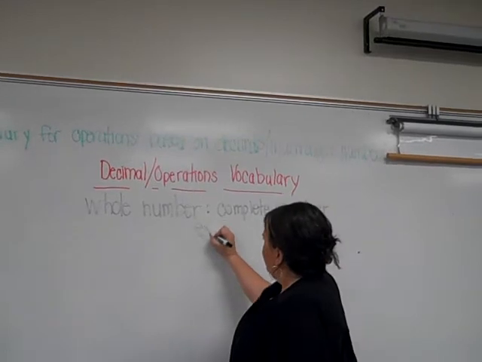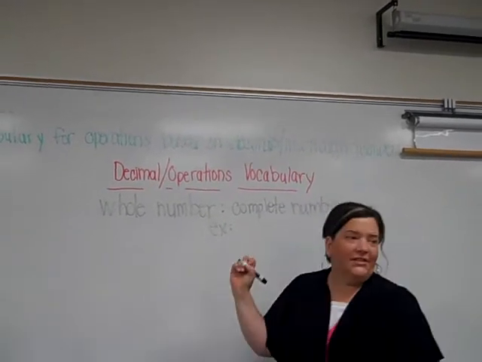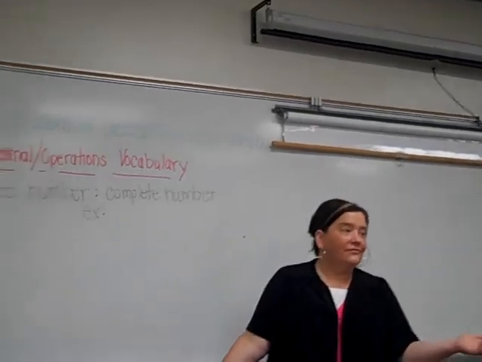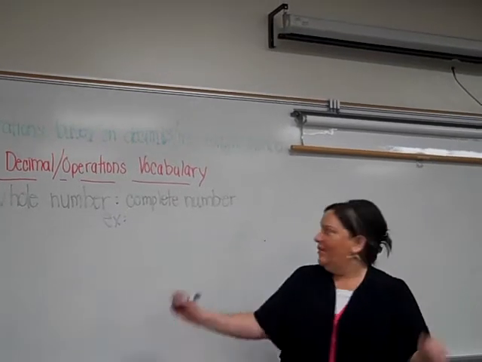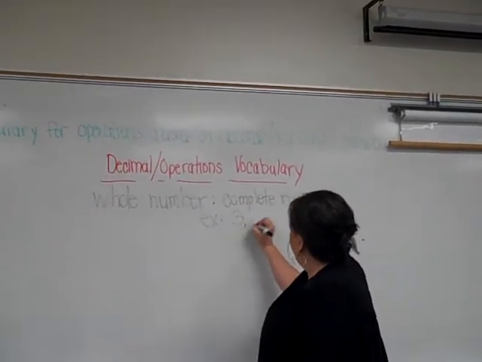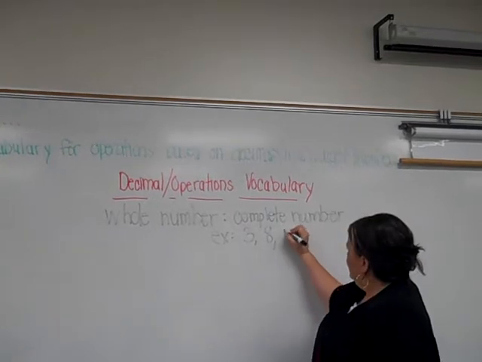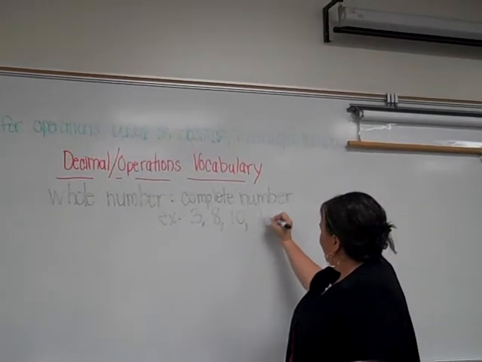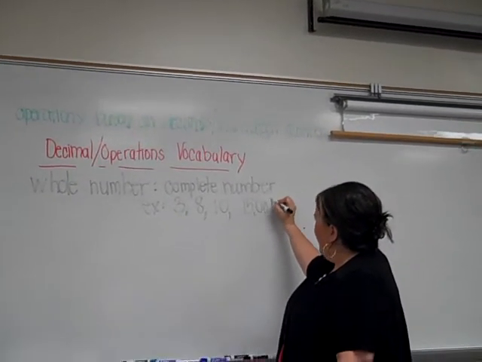And examples, someone like to give me an example of a whole number? You can blurt. 3. 3. Another one? 8. 10. 15,000. Sure, 15,000. 25. Excellent.